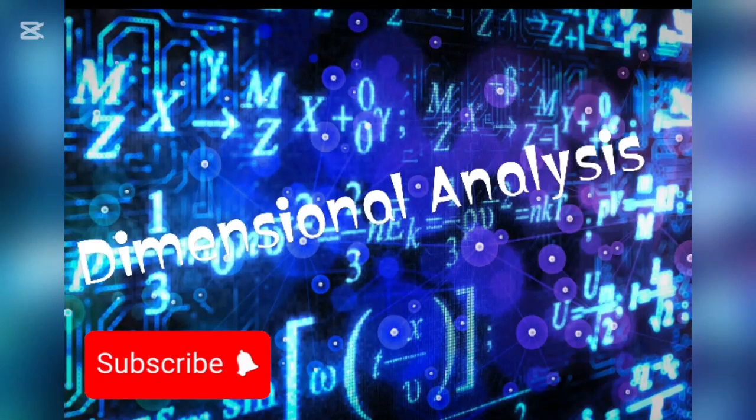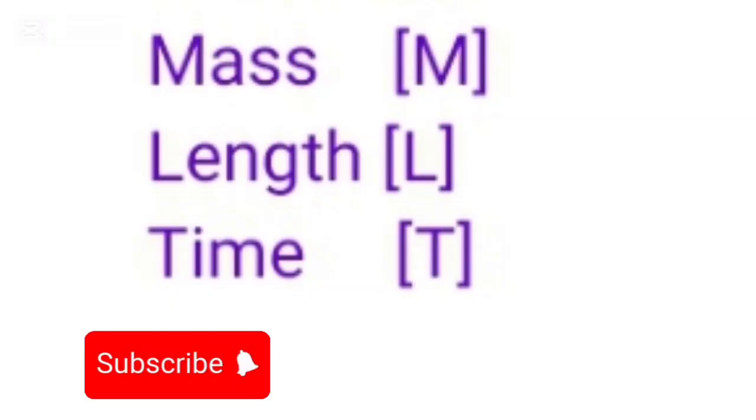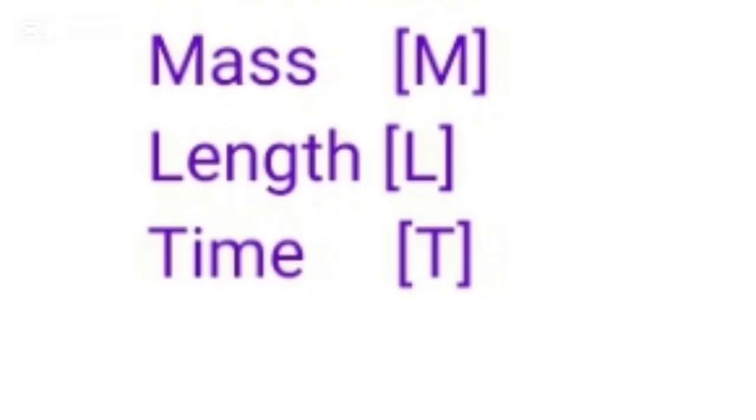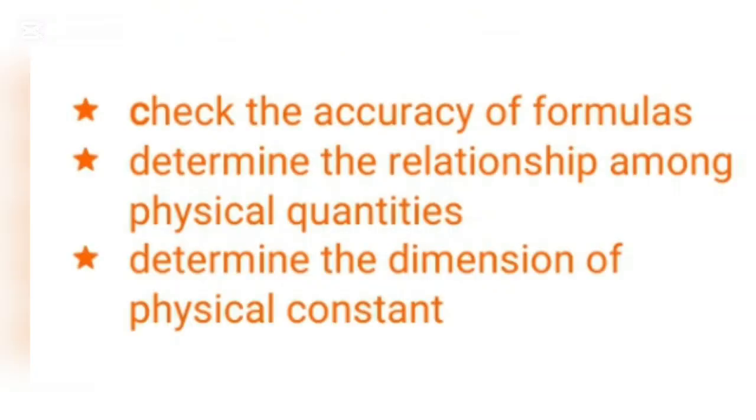In our last lesson on dimension, we saw how dimensional formula is used to express the unit of physical quantities in terms of the fundamental quantities, that is M for mass, L for length, and T for time. Dimensional analysis is used to check the accuracy of formulas. It's used to determine the relationship among physical quantities. It's also used to determine the dimension of physical constants.